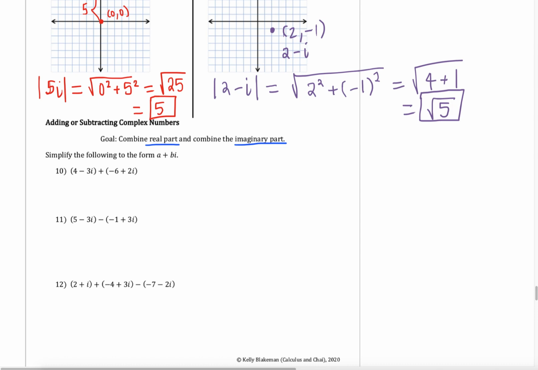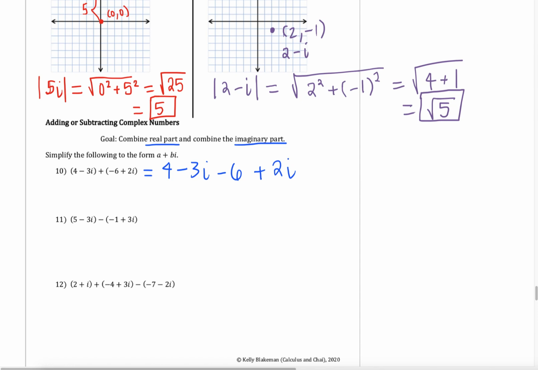We have 4 minus 3i as one imaginary number plus negative 6 plus 2i as our second complex number here. Now from here, when I look at it, I have parentheses around each one just to identify this complex number plus my second complex number. But really, those parentheses aren't doing anything, so I can go ahead and drop the parentheses. So I get 4 minus 3i minus 6 plus 2i. And my goal here is to combine any real parts and to combine any imaginary parts.